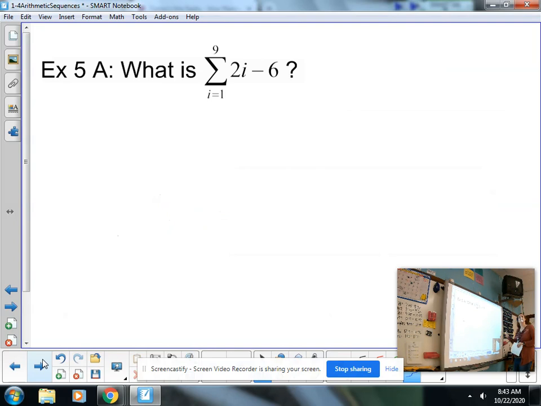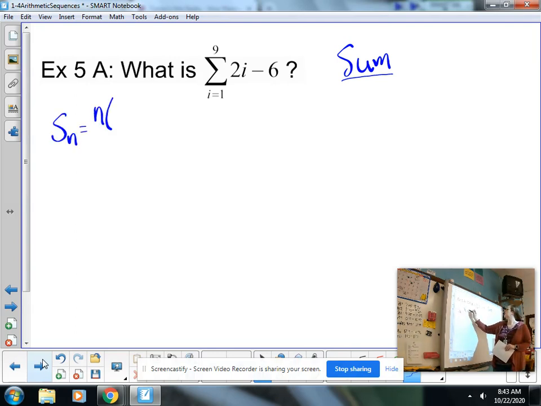We're still going to be using the same formula to find the sum, because sigma does mean sum. So I am still finding the sum. I am still using the sum formula, which I'm going to write up here. We just need to figure out what the different parts are. So I'm starting at 1 and going to 9. That means I have 9 terms.